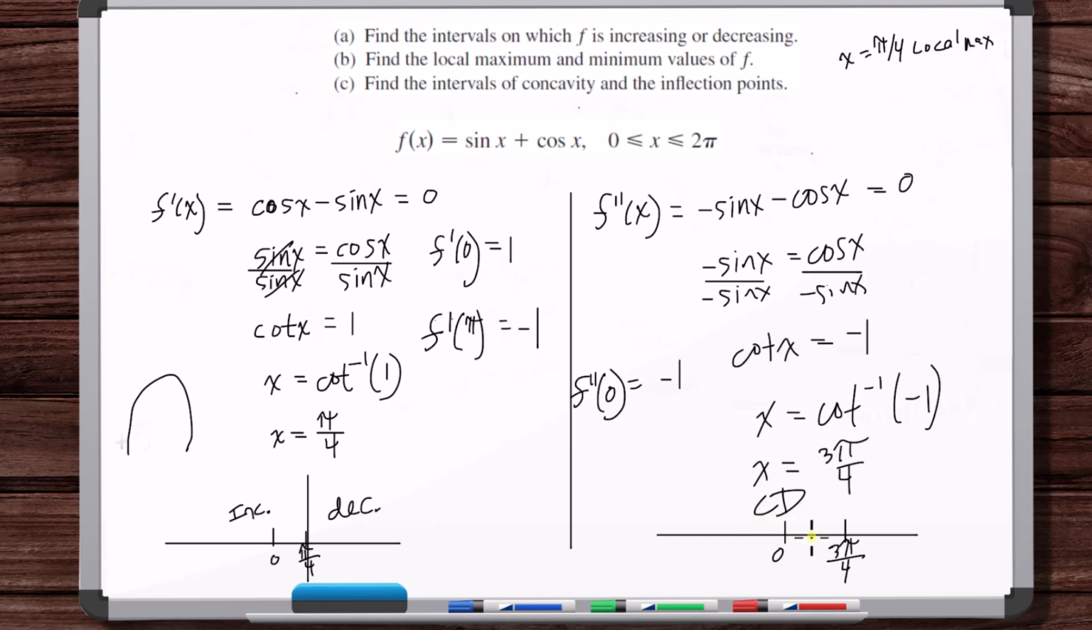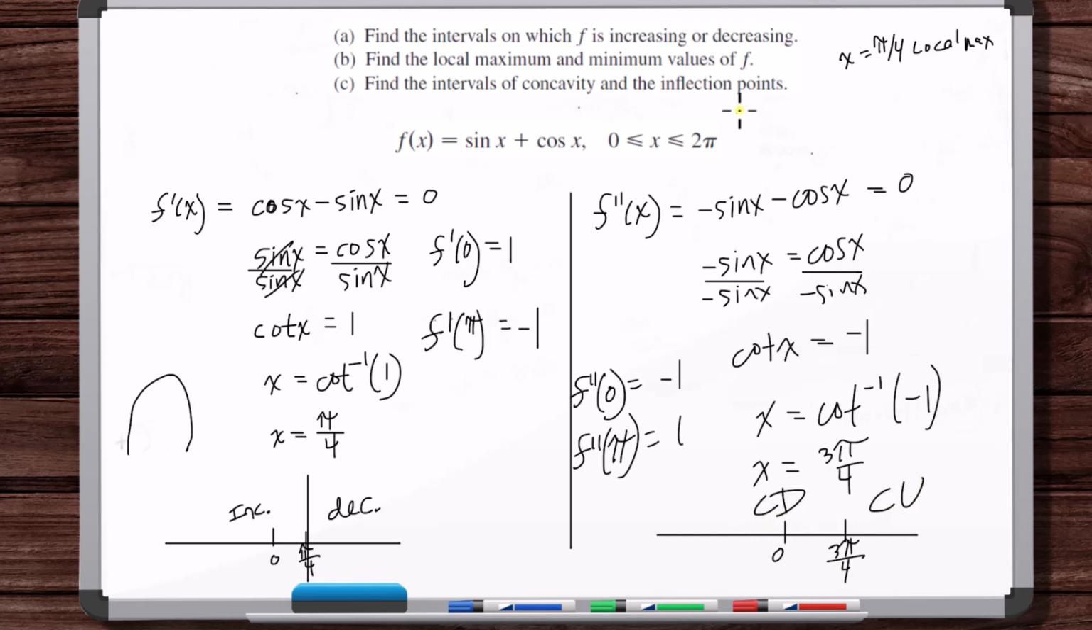All right, now what about above? We need to check. It's probably going to be concave up, but you should check. So, pi. That's greater than 3 pi over 4. So minus sine of pi is 0, minus cosine of pi is, so cosine of pi is minus 1 with a minus, so there you go, concave up. And this is going to be an inflection point.